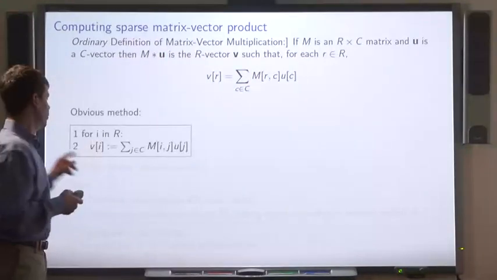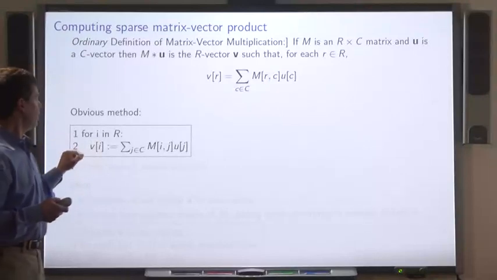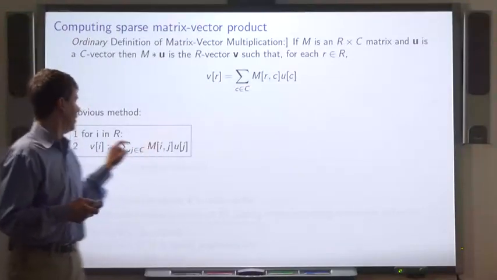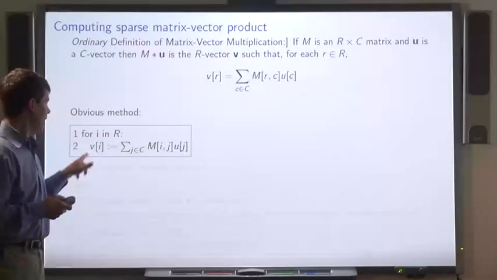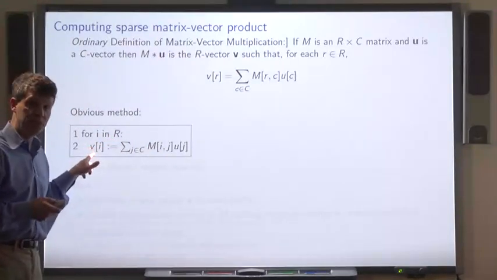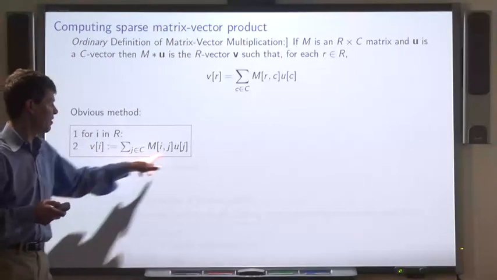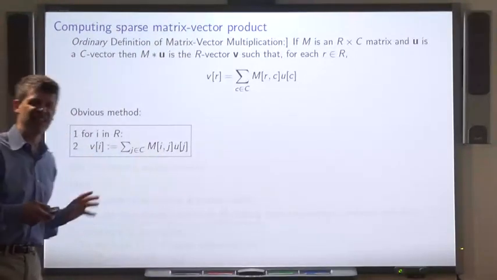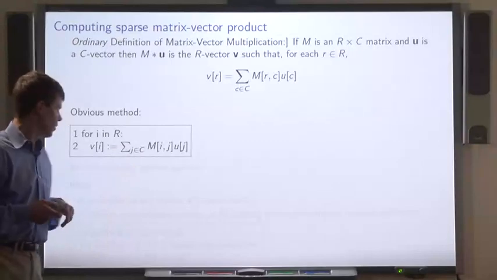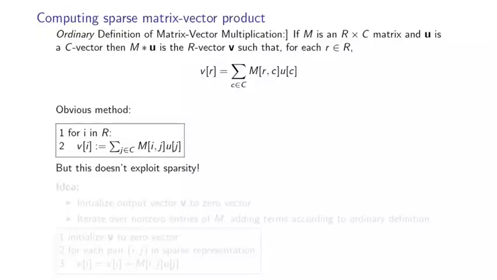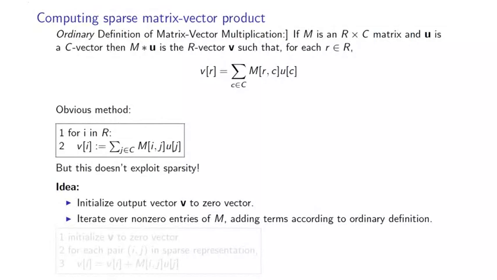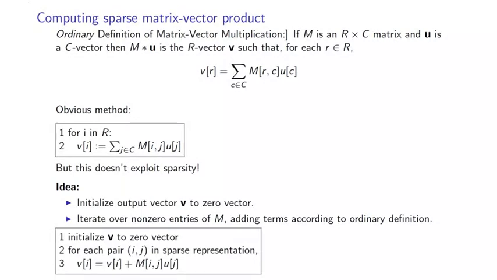This formulation makes it easier to write code to compute the matrix-vector product. So here's the obvious way you'd write it. You'd iterate over all the entries in big R, the row labels, and compute the value of the corresponding entry of the product as the sum. This still doesn't exploit sparsity in the matrix. So we can use another idea. We initialize the output vector V to the zero vector, and then we iterate over all the non-zero entries of the matrix, adding terms according to the definition. So here's pseudocode for that process.